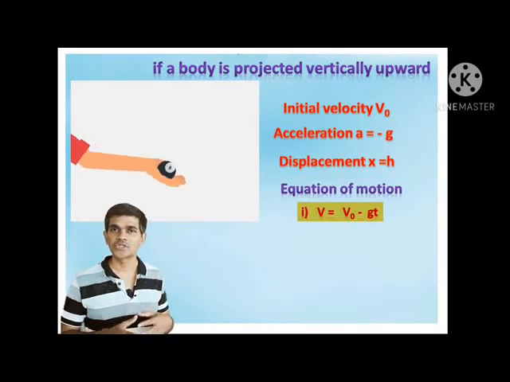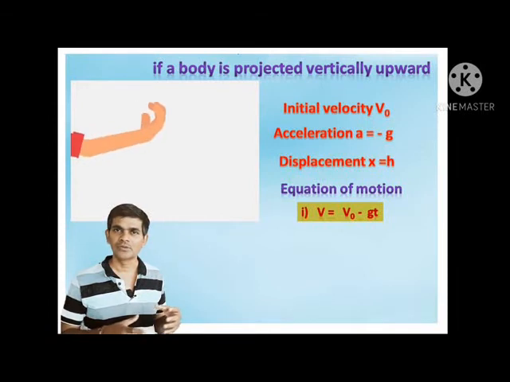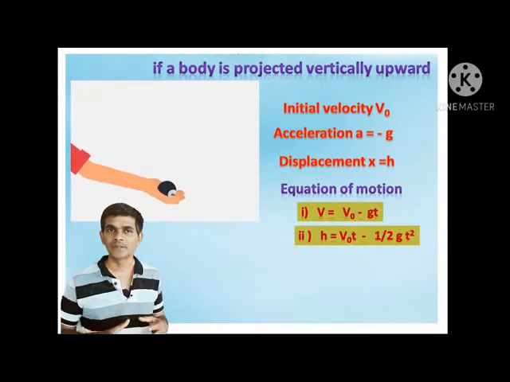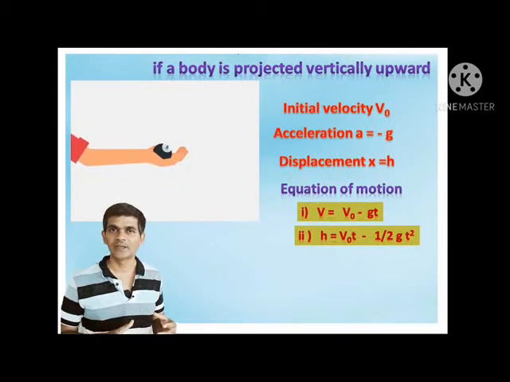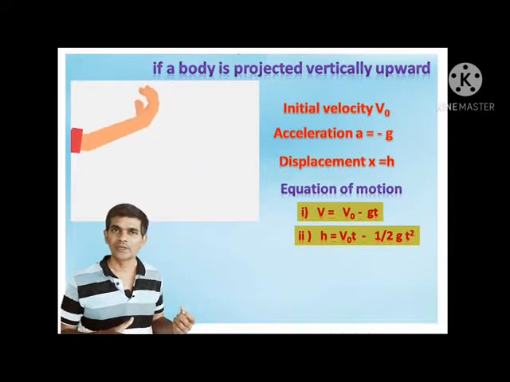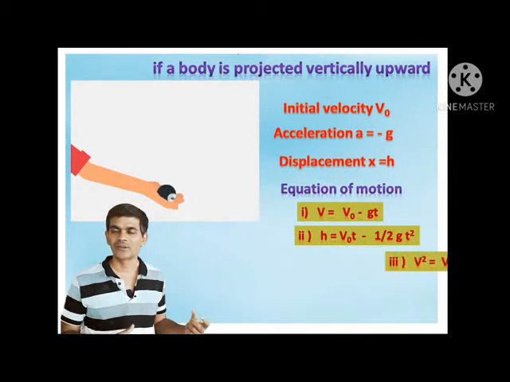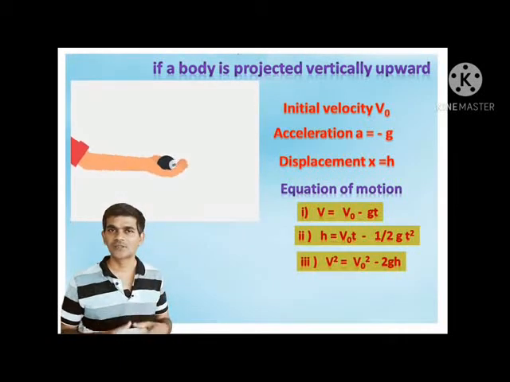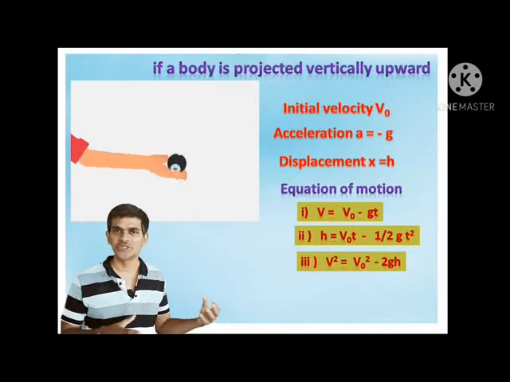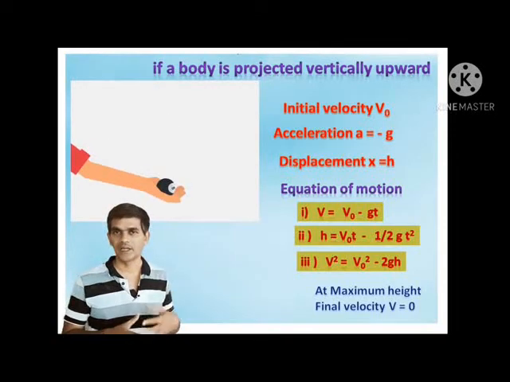And what are the equations of motion? For the first equation, v is equal to v naught minus gt. Second equation, h is displacement, and displacement h is equal to v naught t minus half gt square. g is negative, because of that it is minus half gt square. Third equation, v square is equal to v naught square minus 2gh. And these are the equations of motion for a body which is thrown vertically up.